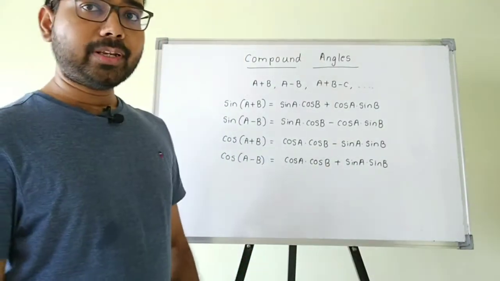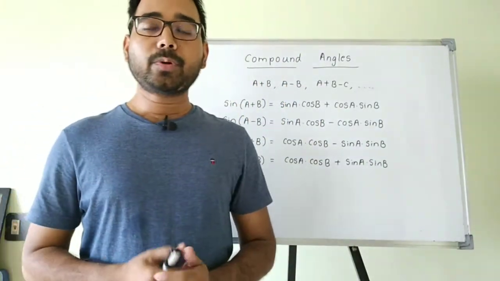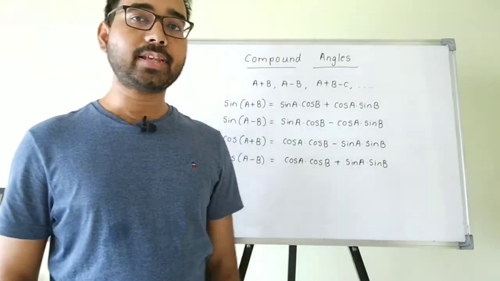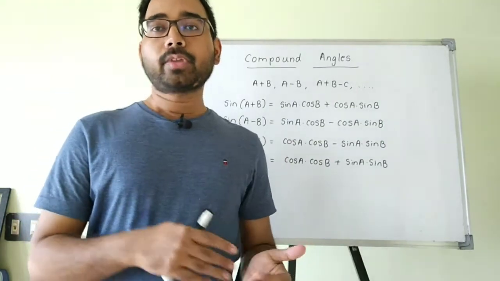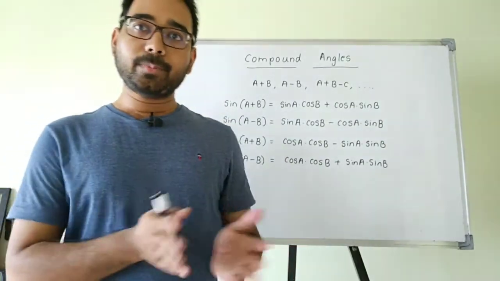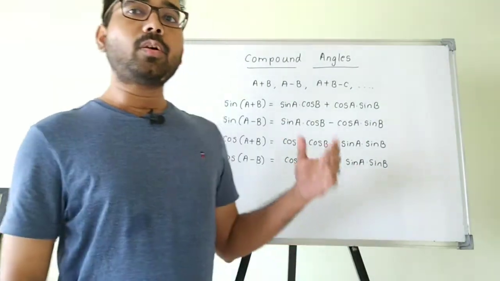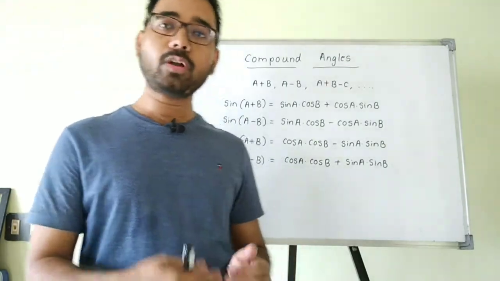First of all, let me tell you what is the meaning of a compound angle. A compound angle is nothing but an algebraic sum of two or more angles. Let's say we have angle A, angle B. You have A plus B, A minus B. If you have three angles, it's A plus B plus C, or A plus B minus C, or A minus B plus C, and so on. These are called compound angles, where you have a combination of two or more angles.